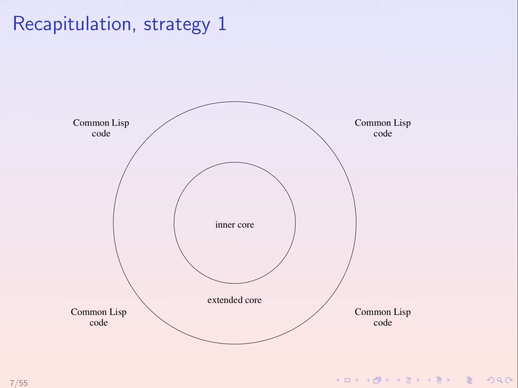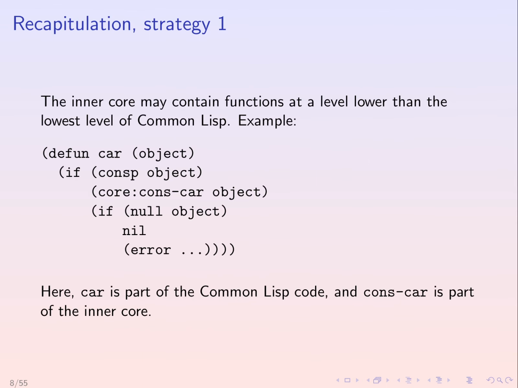So we have the following picture, where we have this inner core and the extended core that we would really prefer not to be there, and then Common Lisp code that will call functionality in the core. Just a correction: I might have hinted that the core contains the basic functions of the Common Lisp standard, but in fact that's not quite true, because the lowest level functions in the Common Lisp standard are not as low as they can be.